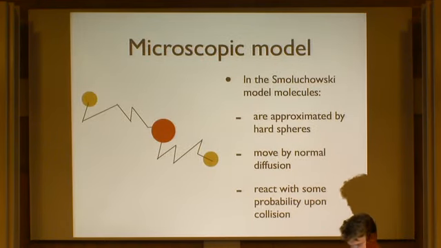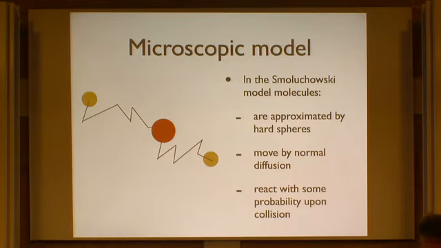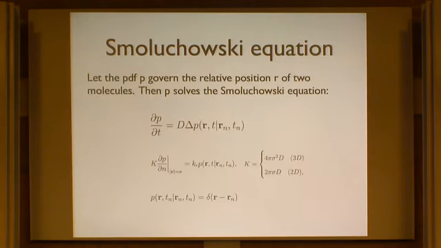So we're talking about the RDME and reaction rates and accuracy of the RDME. We have to compare it to something. So what I'm comparing to is this microscopic model, specifically this stochastic model. We're approximating molecules by hard spheres. They move by normal diffusion and then they react with some probability when they collide. This is my attempt at illustrating this. We've got two molecules diffusing around, and when they collide, you can form some products. And this dynamics is governed by the stochastic equation for a pair of molecules.